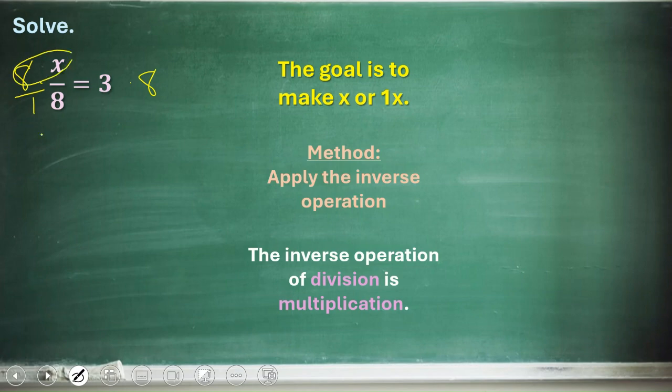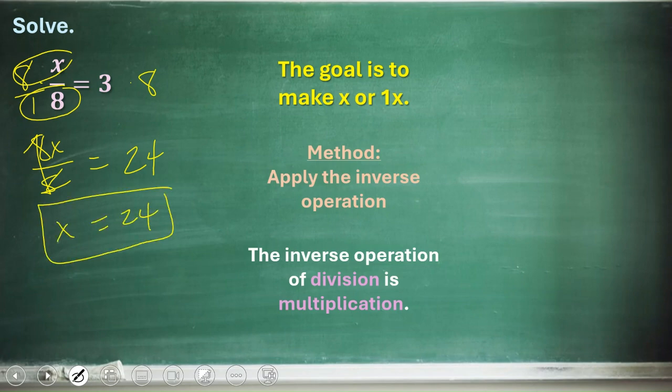We have 8 times x, which is 8x. We have 1 times 8, which is 8. And then we have 3 times 8, which is 24. All right, 8 divided by 8 is 1. 1 times x is x, so x equals 24.